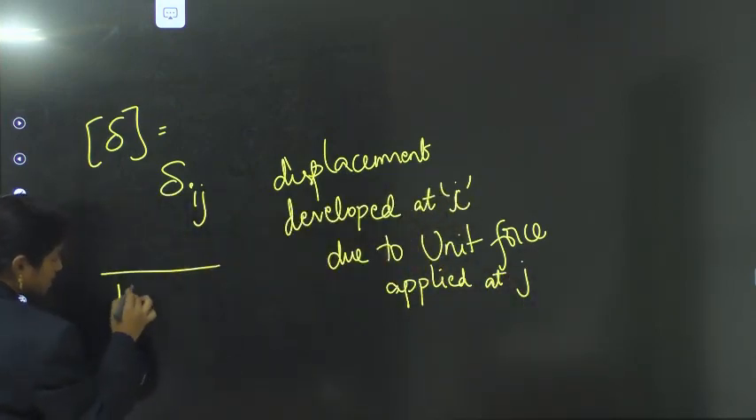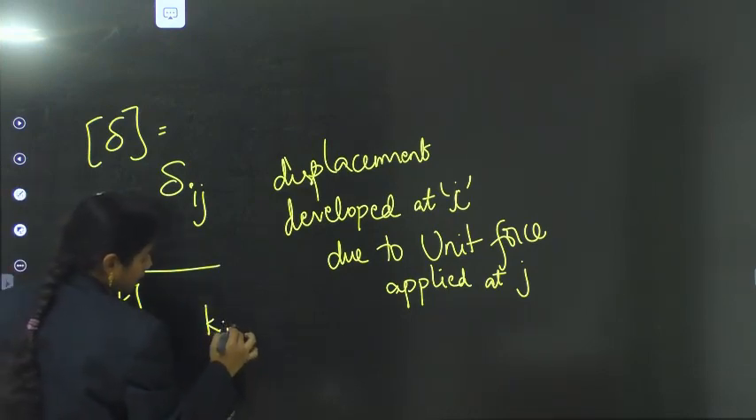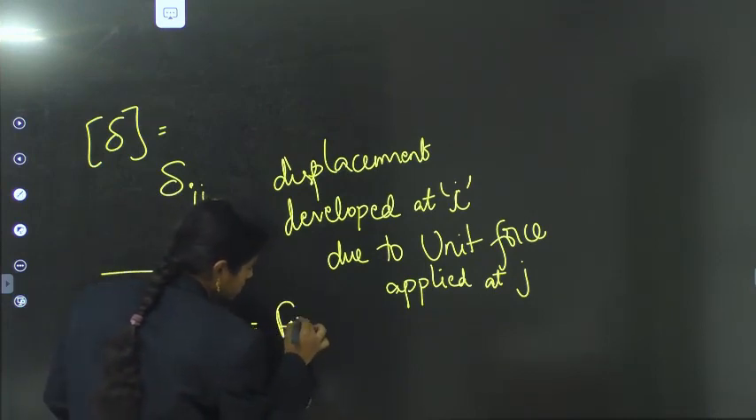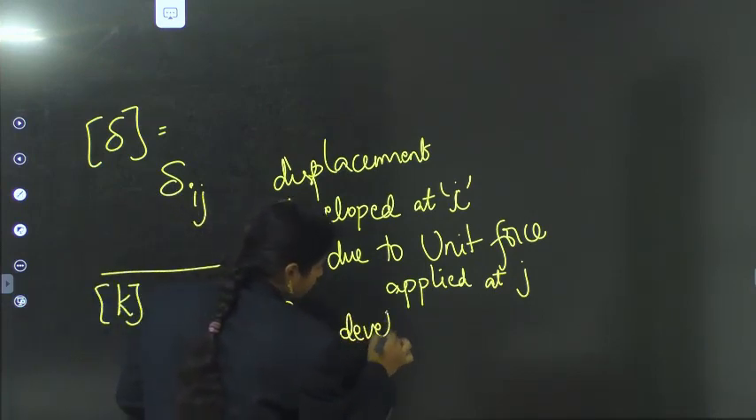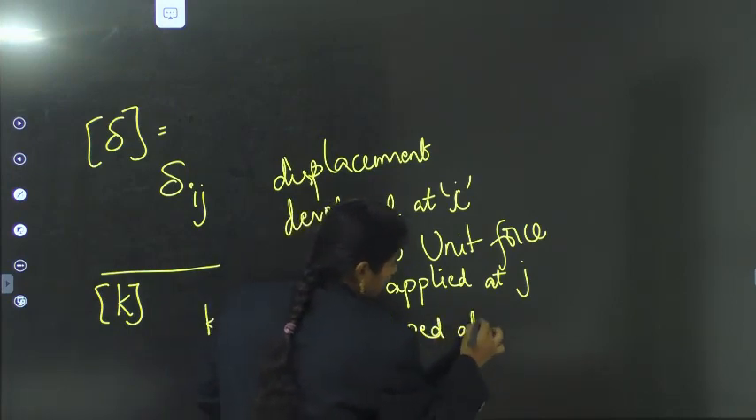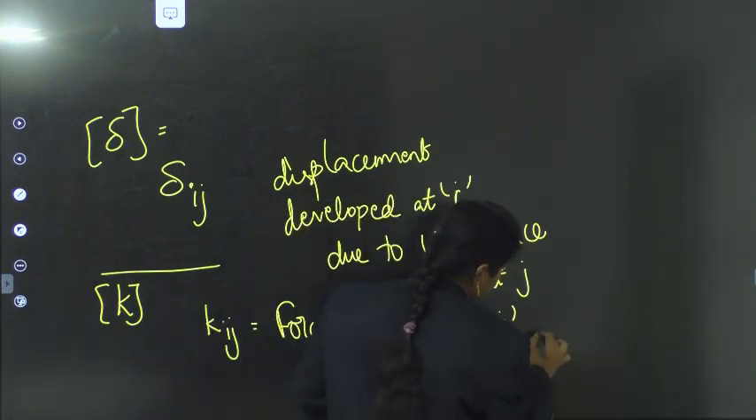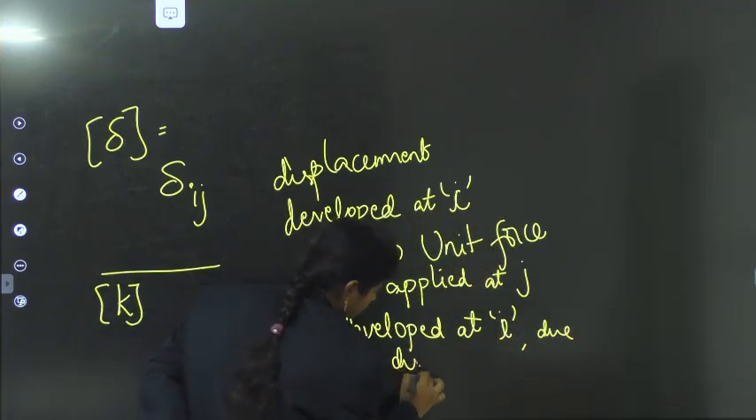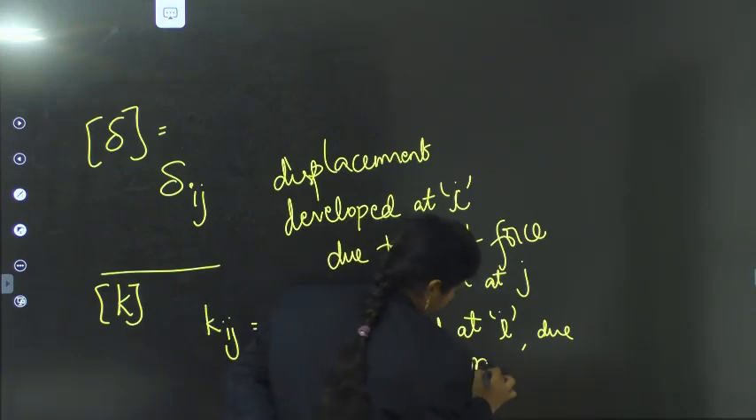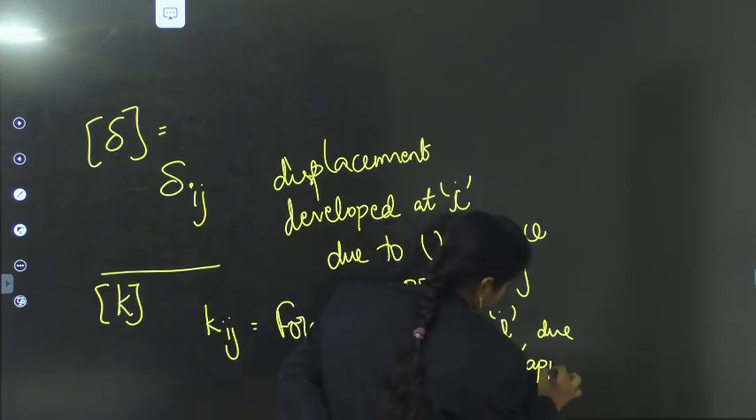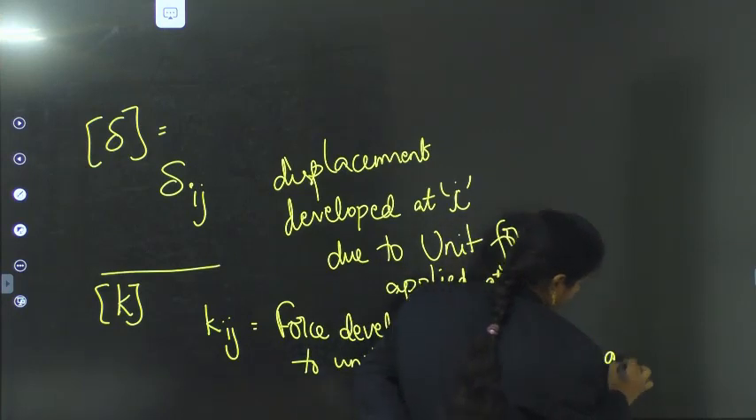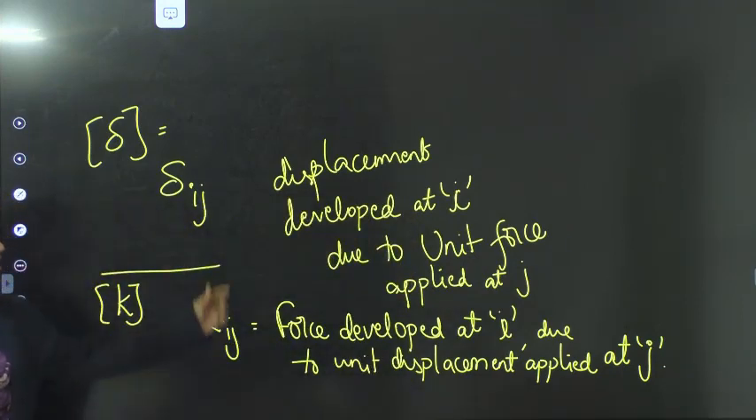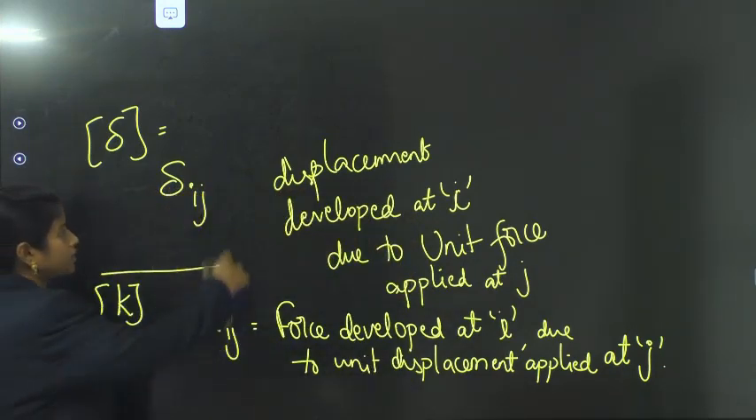Similarly, in case of stiffness matrix, this Kij is indicating force developed at I due to unit displacement application applied at J. Okay, so this is the displacement output.